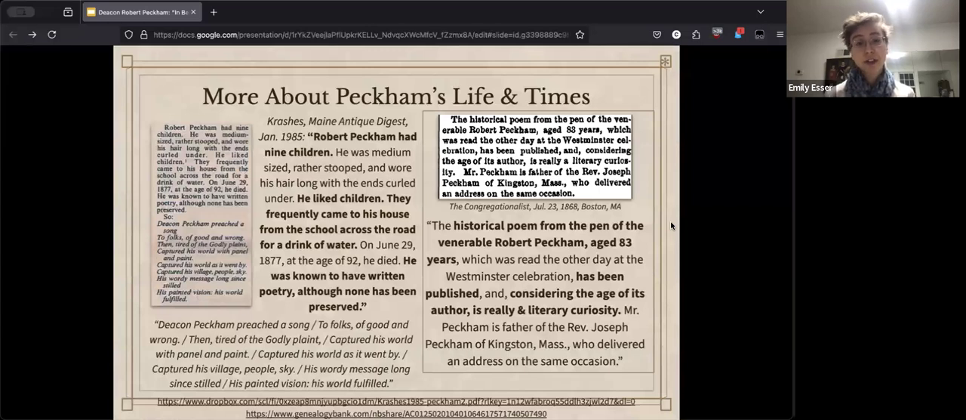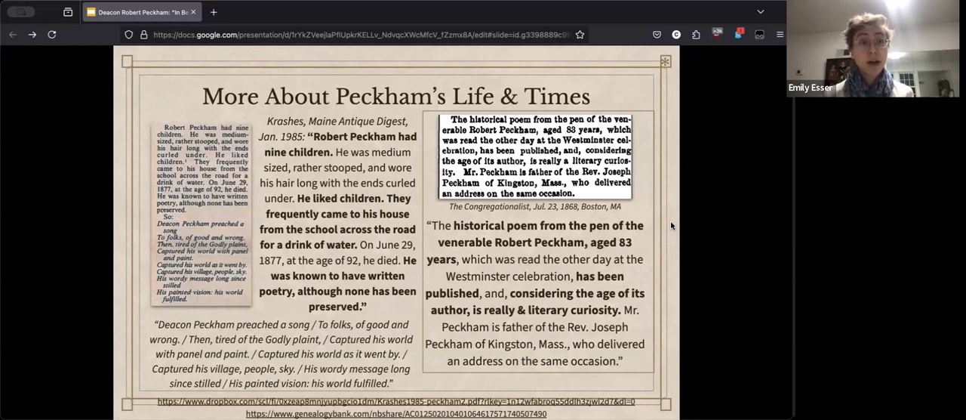Now, this was a dedication for a Civil War memorial where Peckham's son, Samuel Henry, perished as a prisoner of war in Andersonville. The author of the article says, considering the age of the author, it's really a literary curiosity. Mr. Peckham is father of the Reverend Joseph Peckham, who delivered an address. So even at 83, he was still doing his best to contribute, to make himself heard, to write, to publish, to support Westminster. And that's a very consistent thread in all of the historical documents we found about his life. He believed in Westminster and the people of Westminster, even when political conflicts essentially forced him to move to Worcester temporarily.